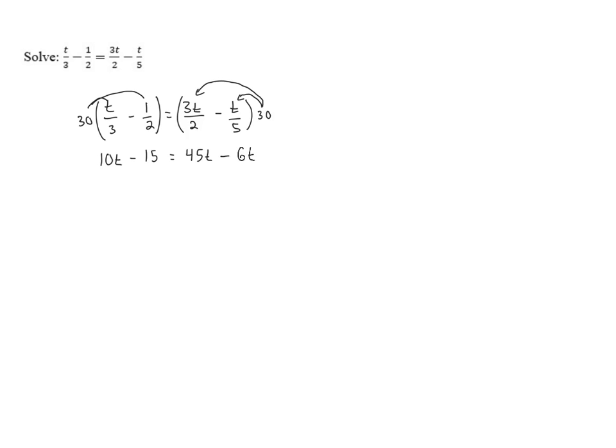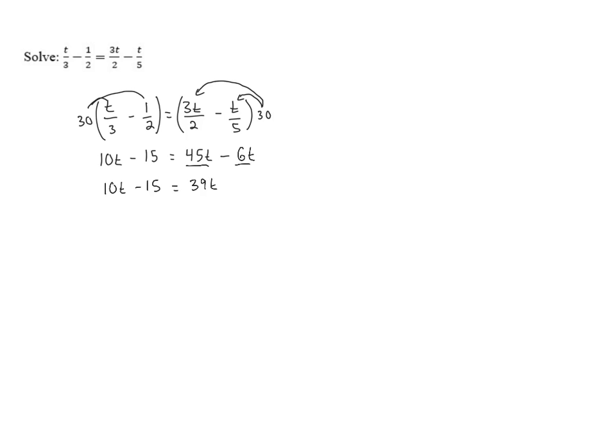Now, before we go ahead and try and subtract the same thing from both sides, we notice that we have like terms on the right that we can combine. 45t minus 6t is 39t. So we have 10t minus 15 equals 39t.